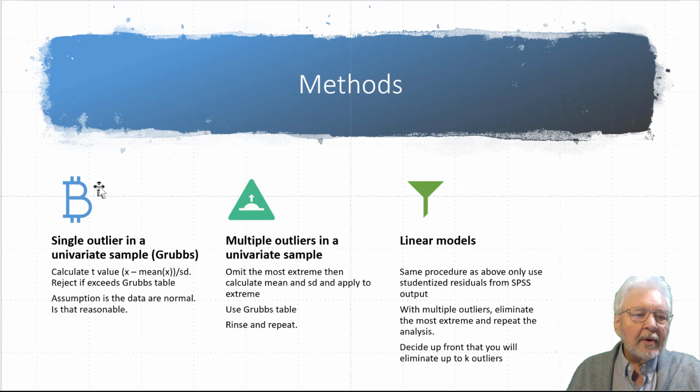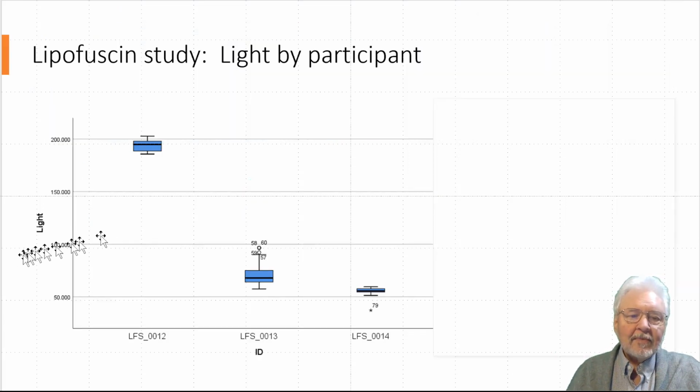So we're going to look at three different methods of doing this. One is a single outlier in a univariate sample, multiple outliers in a univariate sample, and linear models. Let's take a look at an example.